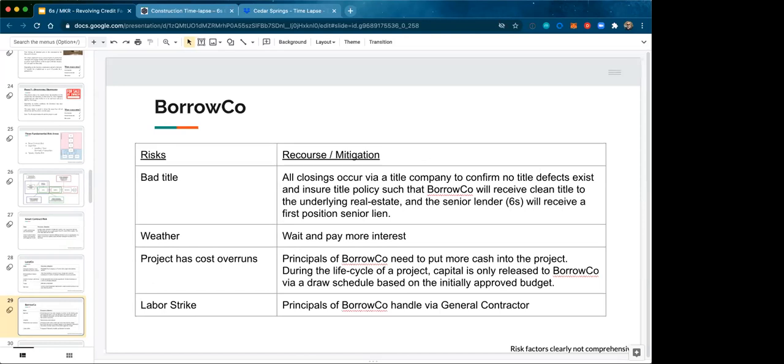So at the BorrowCo, what happens if there's a risk of bad title? Now, all of our closings are done through title companies that issue title insurance. We make sure that we have clear title and that the senior lender receives first position lien on everything.